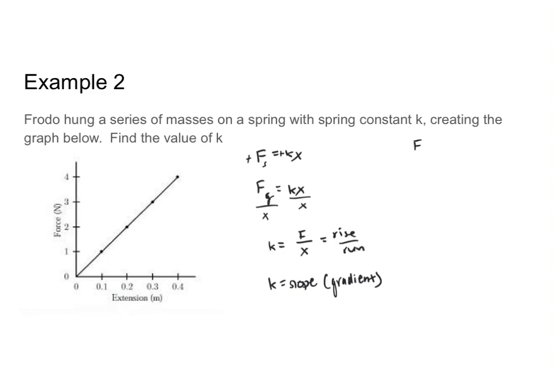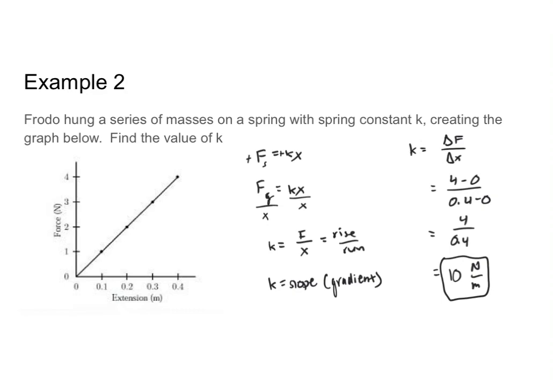So K is equal to delta force over delta x. And I'm going to go ahead and just pick 2 points. I'm going to pick my first point and my last point. So it's equal to 4 minus 0 over 0.4 minus 0, or 4 over 0.4, or 10 newtons per meter. And there you go. That's my value of K from just a graph.